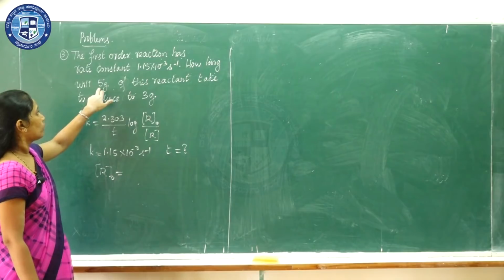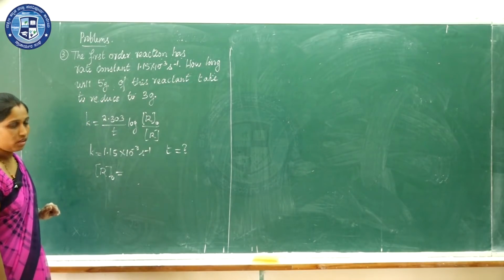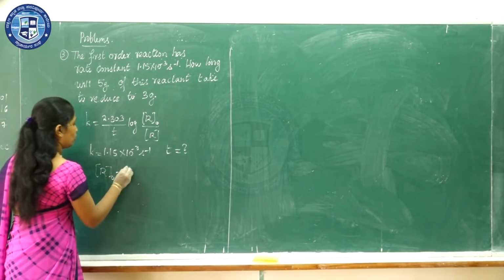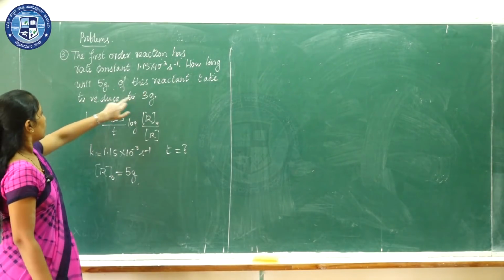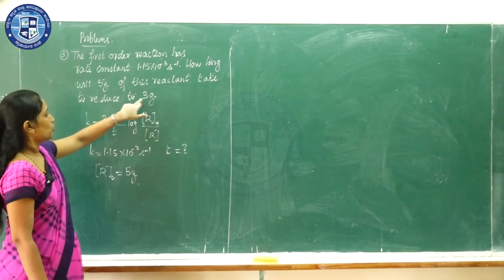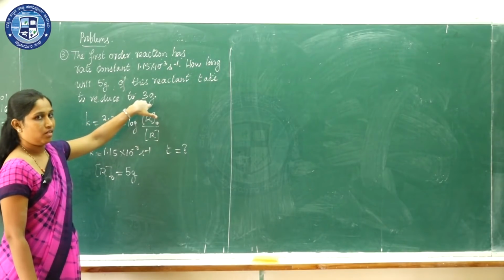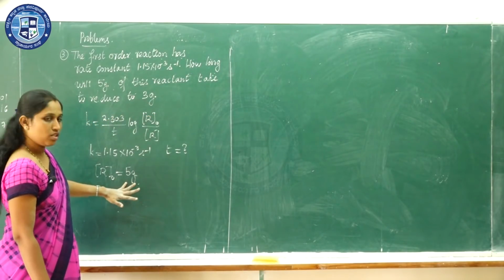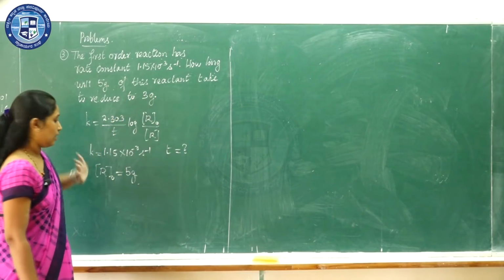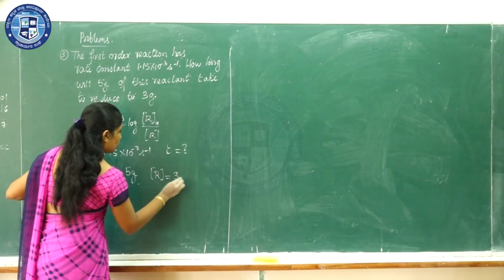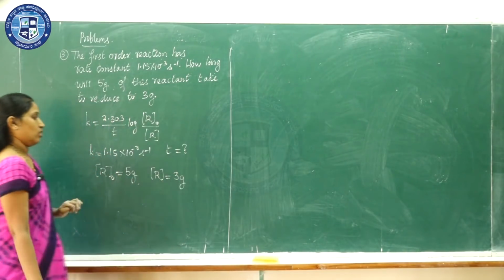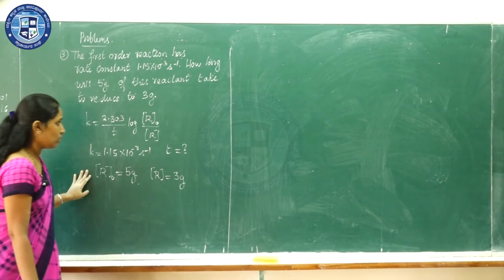How long will 5 gram of the reactant take to reduce to 3 gram? So 5 gram will refer to the initial concentration. Initially it was this and now it has become 3 gram. So what will I write? R is equal to 3 gram. So we are done with the given data.